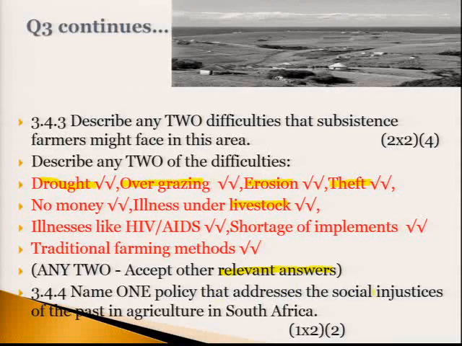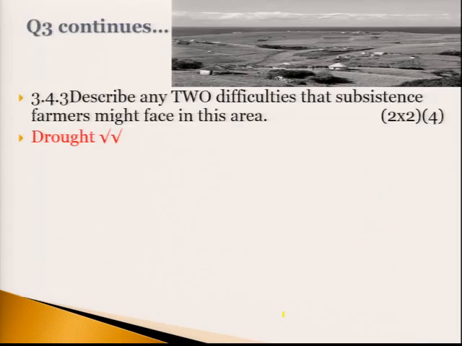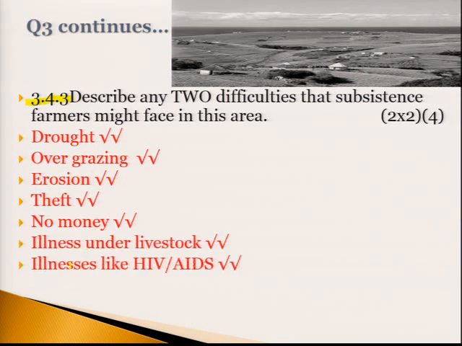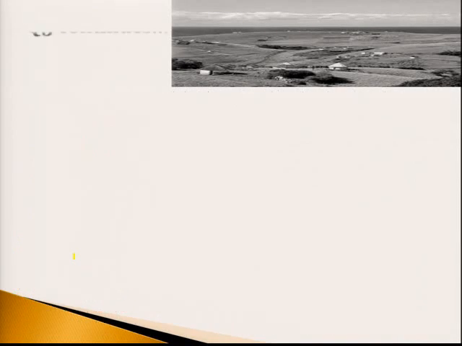Name one policy that addressed the social injustices in the past agricultural South Africa. And then we say, question 3.4.3, describe any two difficulties that a subsistence farmer might face in this area. What will they face? They might face drought, overgrazing, erosion, theft, no money, illnesses. I'm just giving you this slide. It's the same as the previous one. Just that this one, it's now moving downwards.